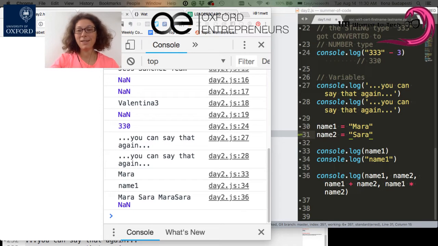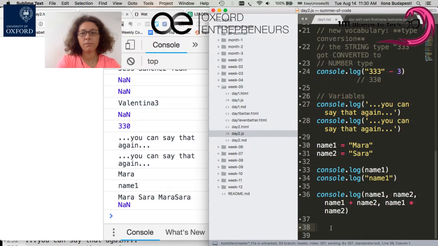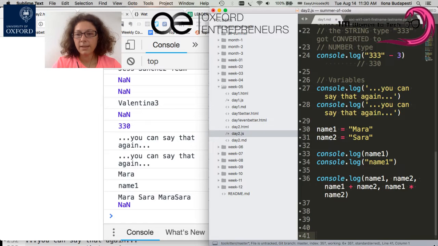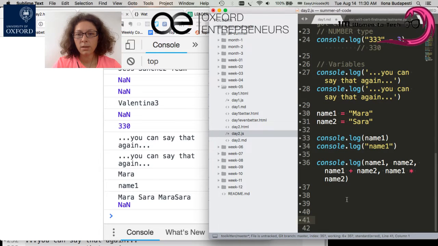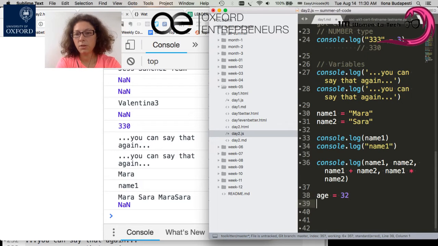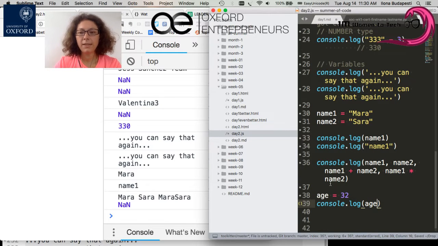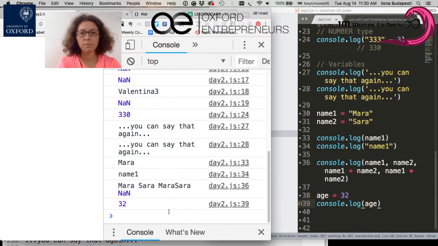All right, so ladies, we have covered some basic manipulation around strings today. You can also store numbers. Let's say we had someone's age. If we have age equals 32, again, if I store it, nothing will happen, so I would have to print it out in order to see the age.